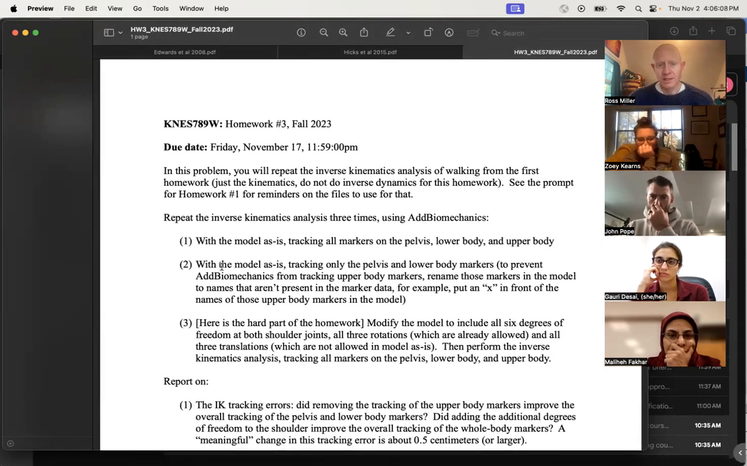Second part is do that same thing as the first part, but have it not track the upper body markers, have it just track the pelvis and lower body markers.